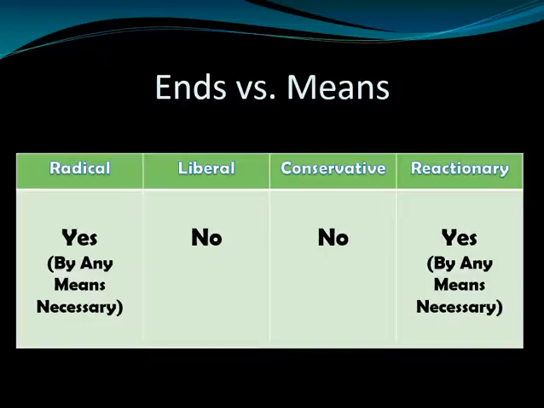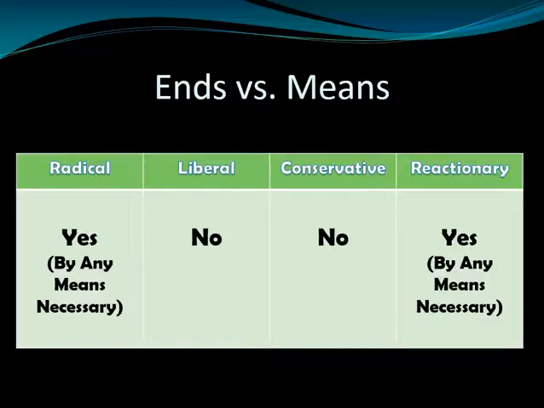They would also believe that in order to achieve your ends, in order to achieve your goal, you should do things by any means necessary. Look at ends versus means. Maybe we might want to take the issue of something like civil rights. So a radical or a reactionary would say that if we want civil rights either in a positive or negative direction, we've got to do whatever it takes to achieve civil rights.